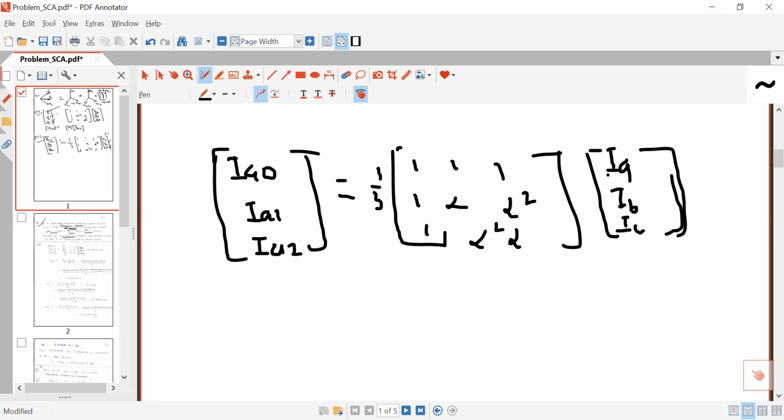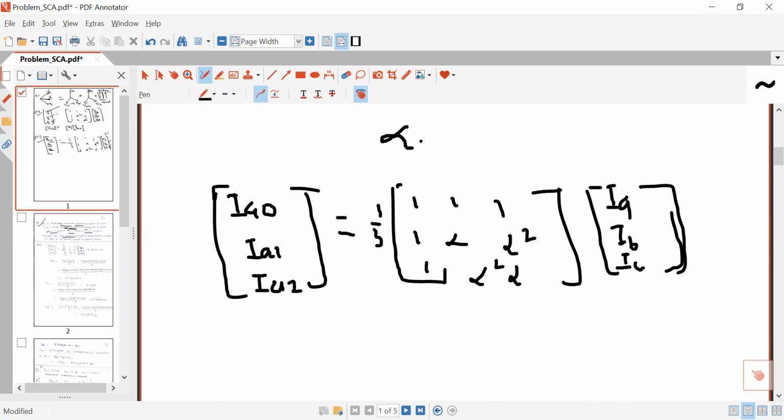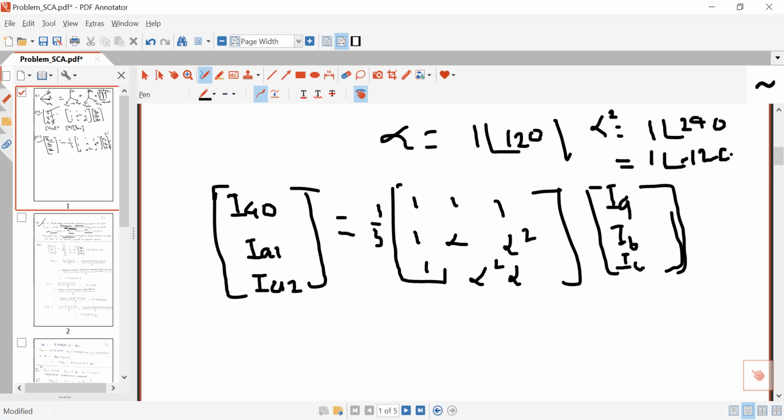So you have to substitute IA, IB, IC here, and corresponding to this value, you will get IA0, IA1 and IA2 by solving the matrix. Here you must remember alpha is 1 angle 120 and alpha square is, you can write either 1 angle 240 or 1 angle minus 120. These concepts I have already discussed in the previous video, so you will have to go through that video to understand all of these basic concepts.